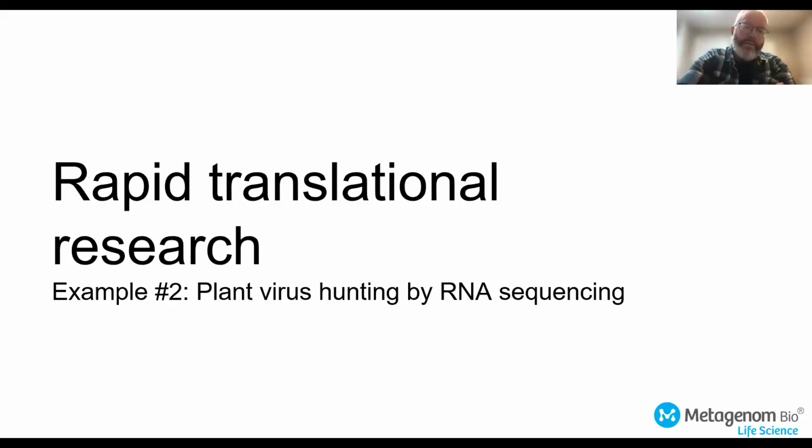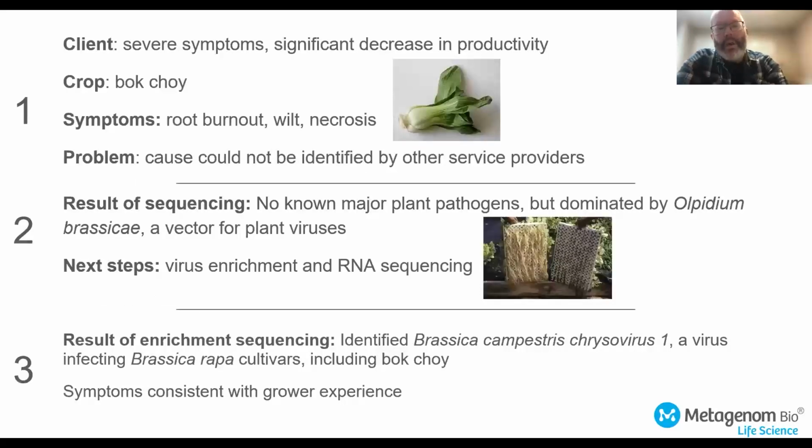Second example is plant virus hunting by RNA sequencing. Next slide. We had a client with severe symptoms in bok choy that looked a lot like Pythium, standard Pythium symptoms, a common plant pathogen. But the cause could not be identified by other service providers and any assays for Pythium.